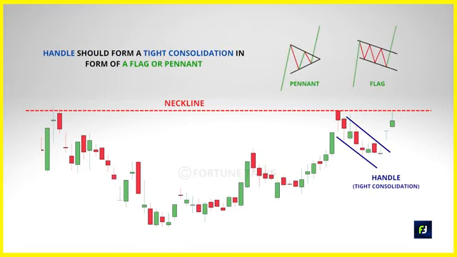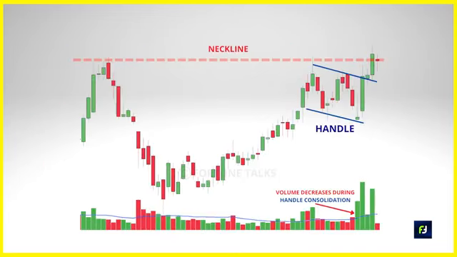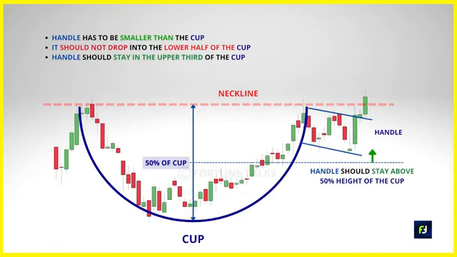So the handle has to give a tight consolidation, which can be in the form of either a bull flag pattern or a bull pennant pattern, which by themselves are bullish continuation patterns. Now moreover, the volumes should decline during the consolidation, indicating a lack of selling pressure. Also keep in mind that the handle has to be smaller than the cup, and it should not drop into the lower half of the cup, and ideally it should stay in the upper third of the cup. The deeper the handle moves down, the less likely the market will break out higher.